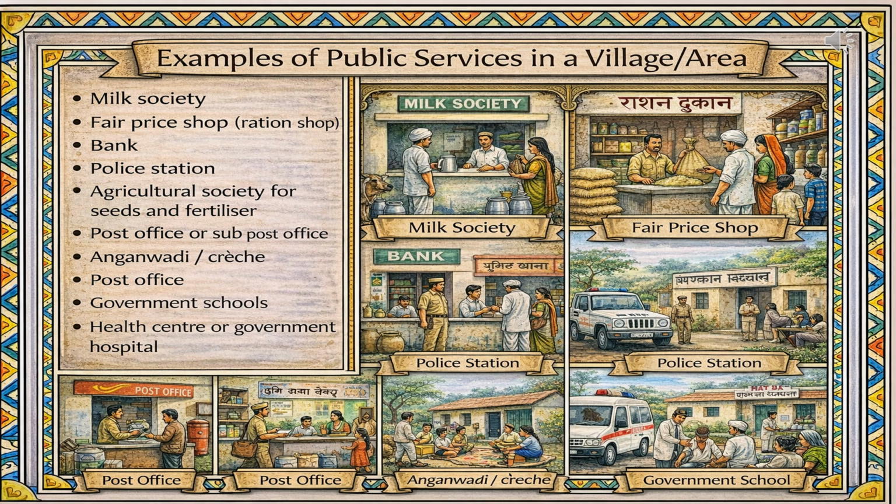Now let us look at some common public services available in villages. In rural areas, people need many services for daily life. Some are provided by the government, and some are run by cooperative societies. For example, villages may have a milk society, a fair price shop, ration shop, a bank, and a police station. Farmers also get help from agricultural societies for seeds and fertilizers. Other important services include the post office, Anganwadi centers, government schools, and health centers or hospitals. All these services together help villagers live a safer and better life.